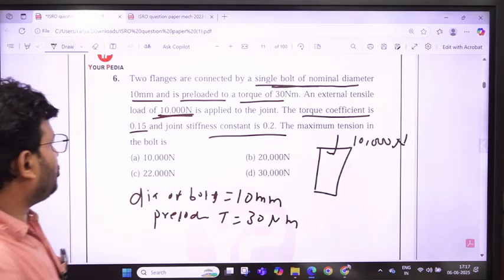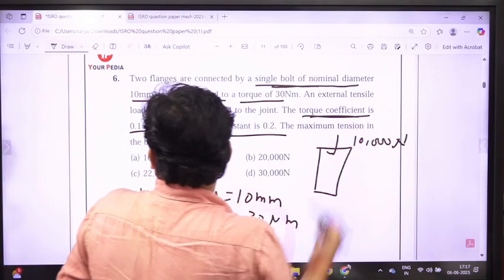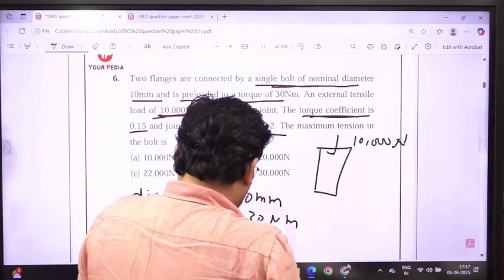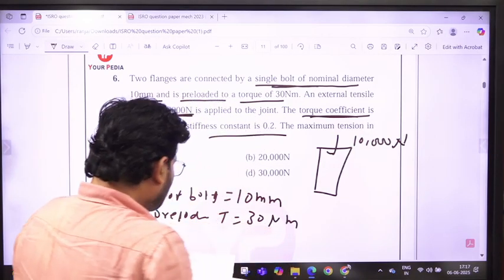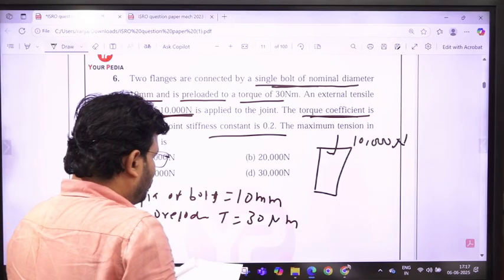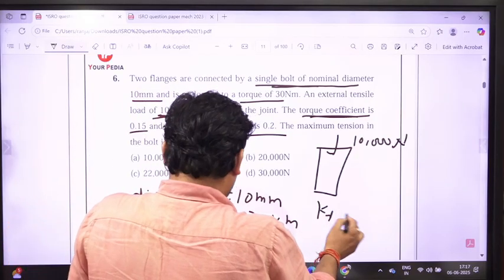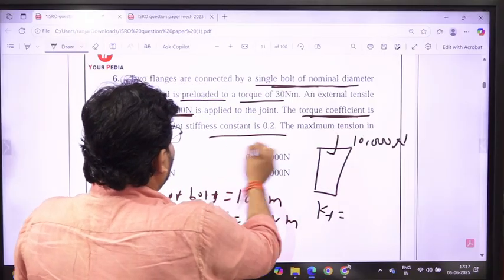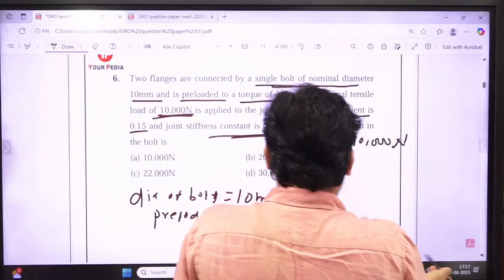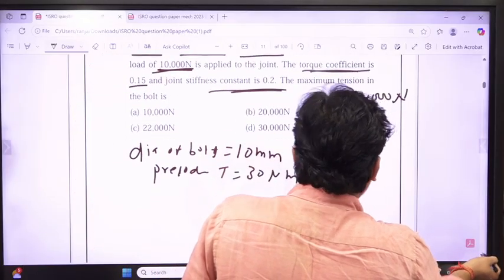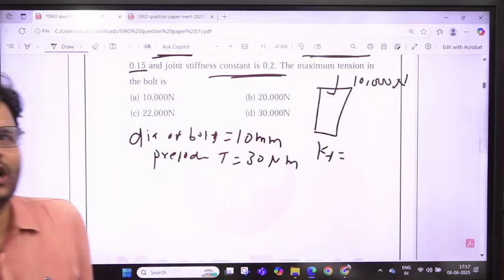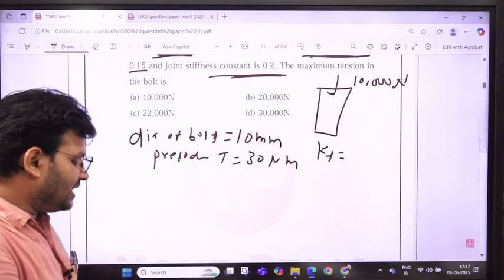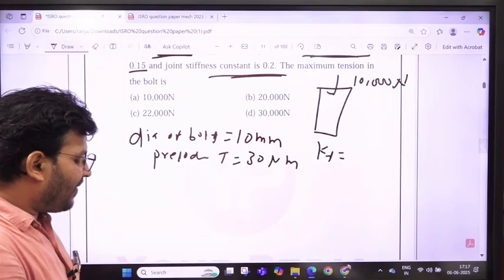And the torque coefficient is also given, my dear friends. Simply we can say KT, the torque coefficient, is given, and the stiffness constant is also given. The maximum tension in the bolt you have to calculate. So the maximum tension is basically because of two forces, Fi and Fe.